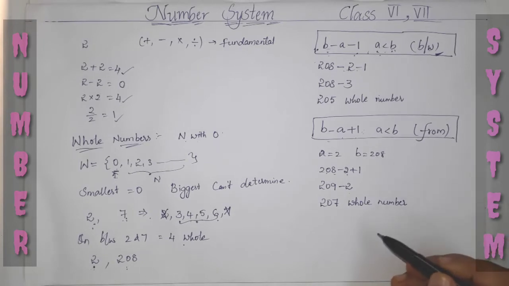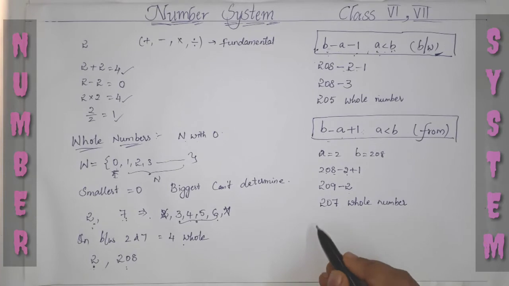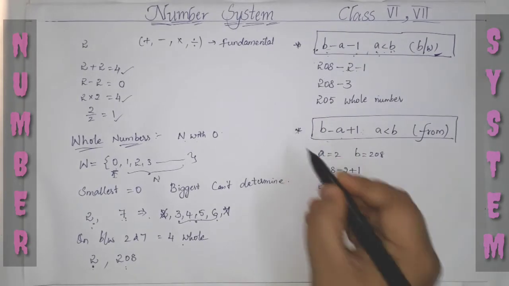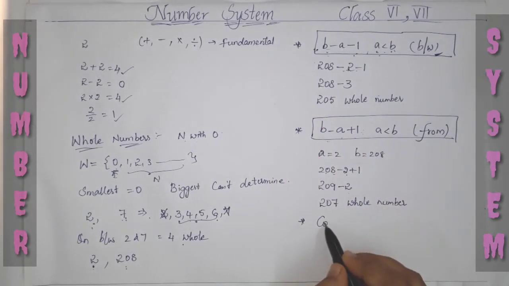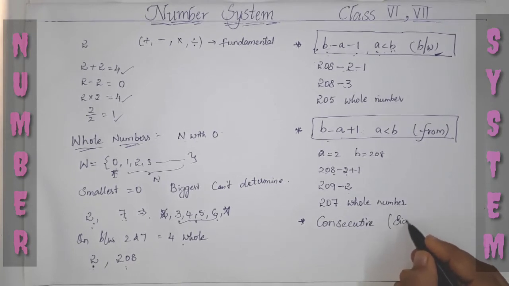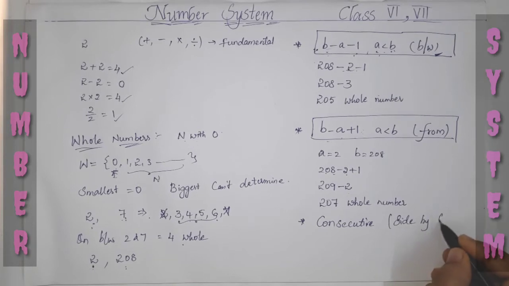Next, the consecutive difference. Consecutive is nothing but side by side. This is one point, this is another point. The next point is consecutive numbers. What is meant by consecutive? Consecutive is nothing but side by side numbers.